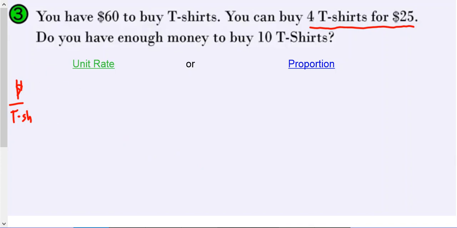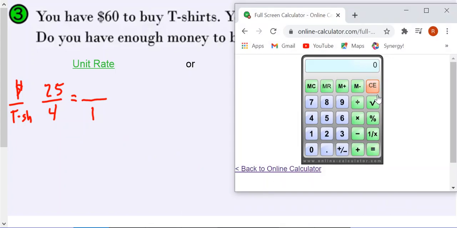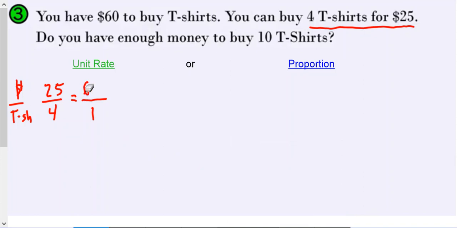So we got $25 divided by 4 t-shirts. Now you can see in our proportion we have $25 divided by 4 t-shirts, and we're looking over here to figure out how much it costs for 1 t-shirt. So if we pull up our calculator, we get $25 divided by 4 t-shirts equals $6.25. So for 1 t-shirt it costs $6.25.